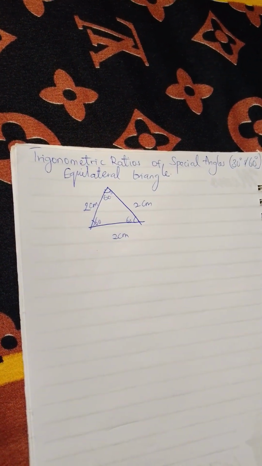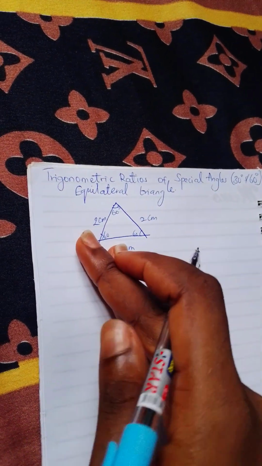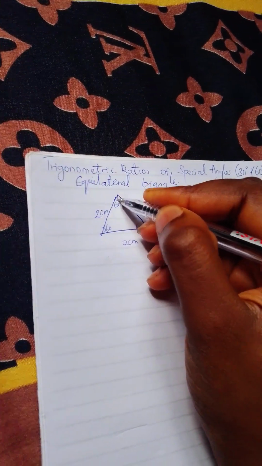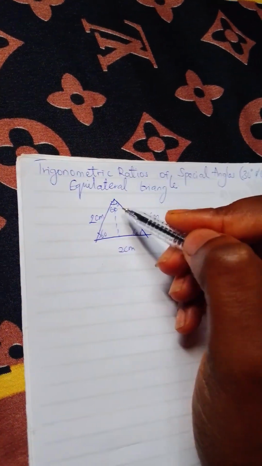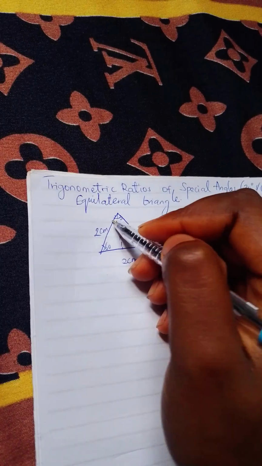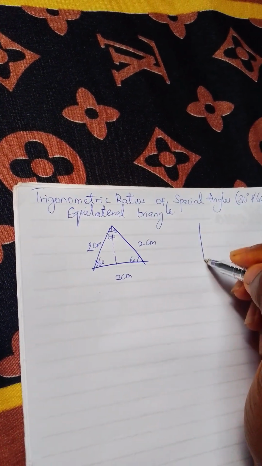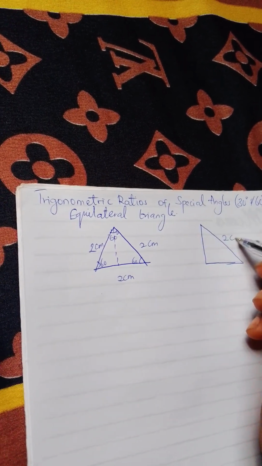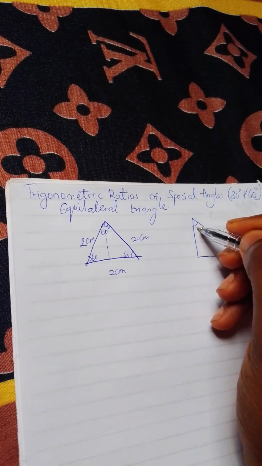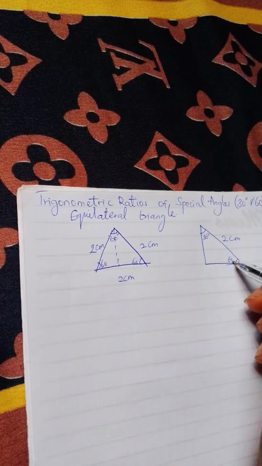Now, if I should bisect this equilateral triangle, if I should bisect one of the angles now, I'm going to be having that this here is 30 degrees and this here is 30 degrees. So if I should bisect it, half of it should be this, 2 centimeter. This here will be 30 degrees because it is half of it. This here will be 60 degrees.